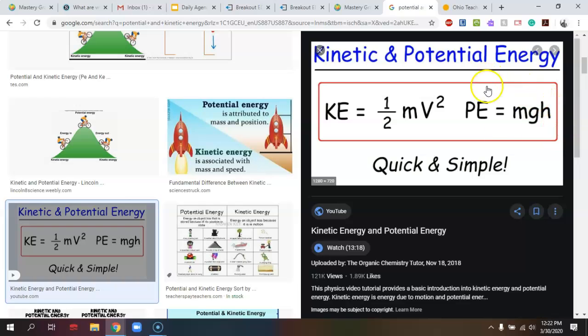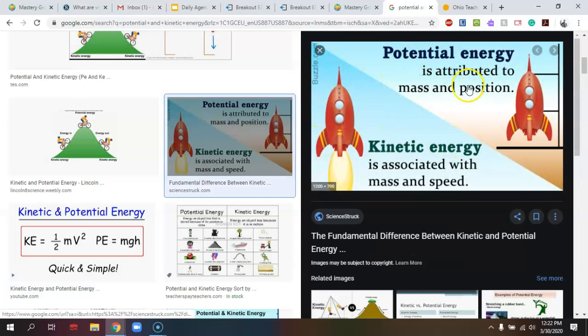The potential energy, on the other hand, and you probably read about this, is the mass times the gravity times the height. So that's pretty simple. Another way to look at this is that kinetic energy is associated with mass and speed, while potential energy is attributed to the mass and the position.